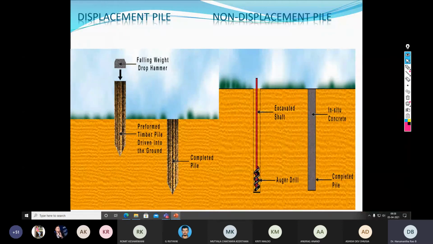There is something called a displacement pile and a non-displacement pile. Displacement means if you drive anything into the intact ground, it tries to displace the soil. Alternatively, you can avoid the displacement by making a small borehole with the help of an auger, with the help of a drill bit. If you make a borehole, that is called a non-displacement pile. And if you do not make the borehole and directly drive the pile, that is called a displacement pile.